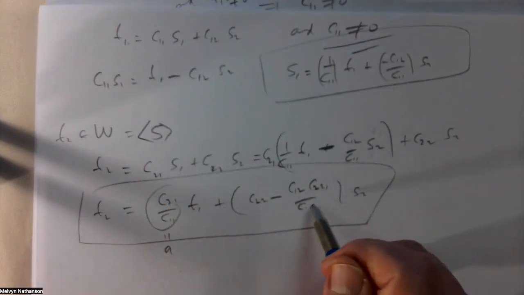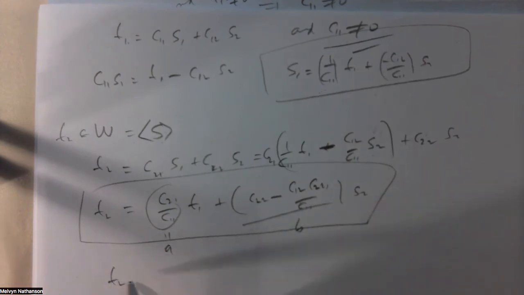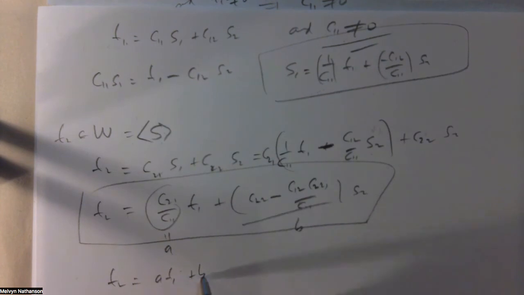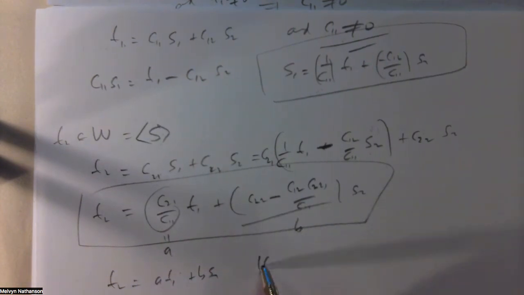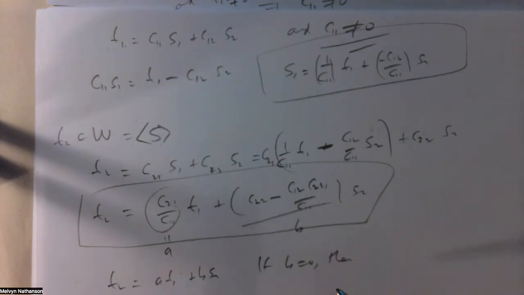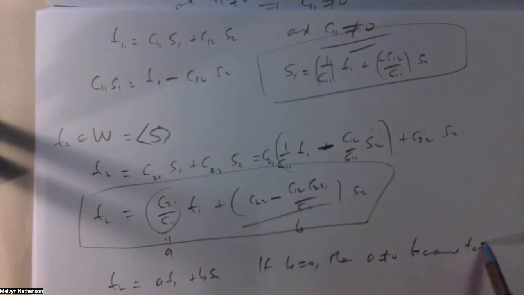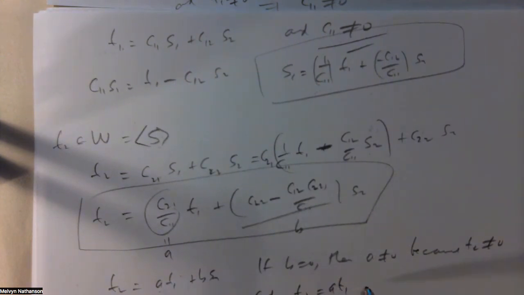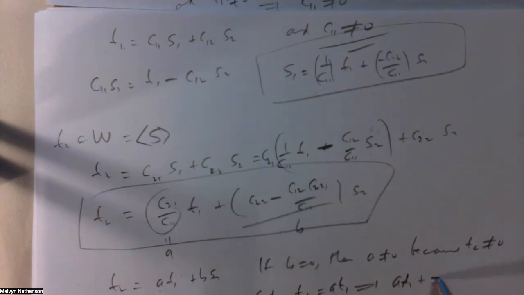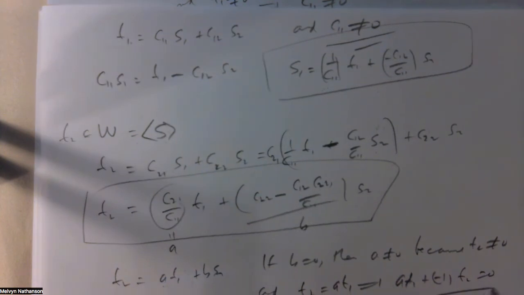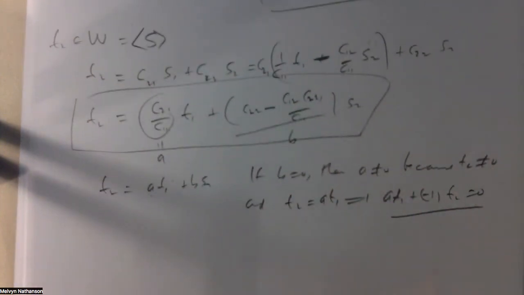Now, just so I don't have to write these complicated expressions, we call this, let's say, A, and then we call this B. So T2 is AT1 plus BS2. Now, if this B is zero, then A is not zero because T2 is not the zero vector. But then T2 equals AT1, or that's the same as saying AT1 plus minus 1 T2 is zero. This is a linear combination of T1 and T2, and I proved what I wanted to prove, that the set T is linearly dependent.